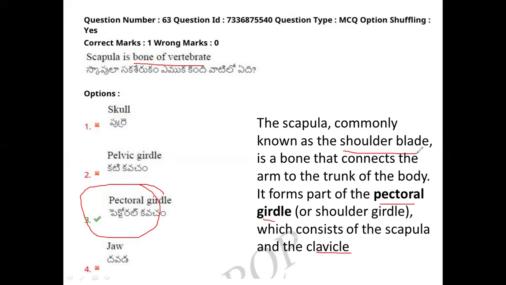So the main function is to connect the arm to the main part of the body, the trunk of the body. It is helpful for that. Shoulder girdle or pectoral girdle will be formed by the scapula and the clavicle. So the correct answer is pectoral.